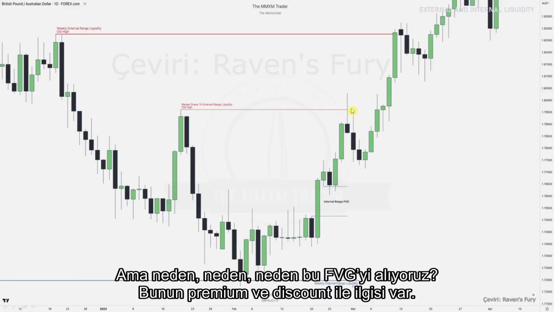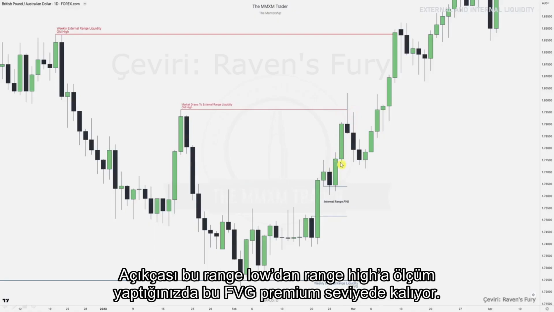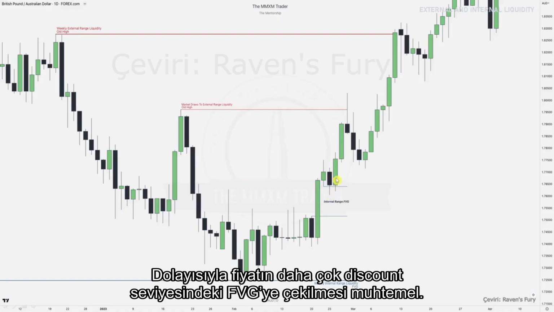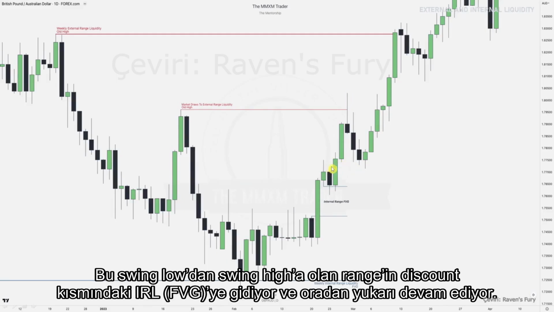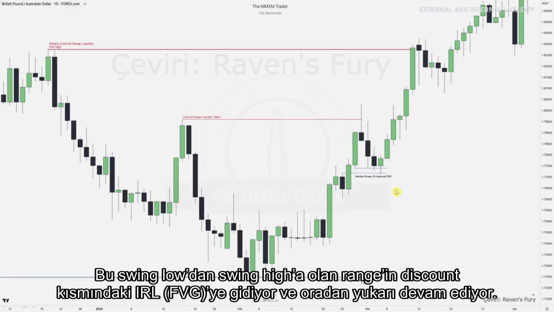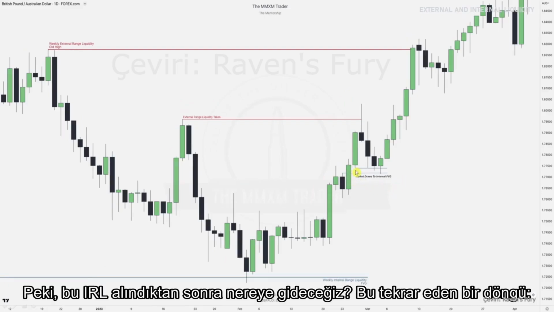Again, where are we gonna go? Do we see any fair value gaps? Yes, we have this one. And we have a fair value gap down here. But why are we not taking this fair value gap? This has something to do with premium and discount. Obviously, if you take this range high to this range low to this range high, this fair value gap is in premium. So it's more likely it will draw into this discount fair value gap, right? So keep that one in mind. Market draws to that internal fair value gap in discount, right? Of this range, swing low to swing high.